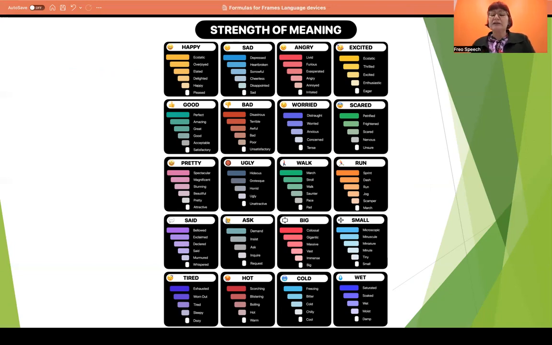So now we can get them to increase the specificity and the complexity of their adjectives by telling them to upgrade. Find me a word that's more sad than sad. That's really sad.